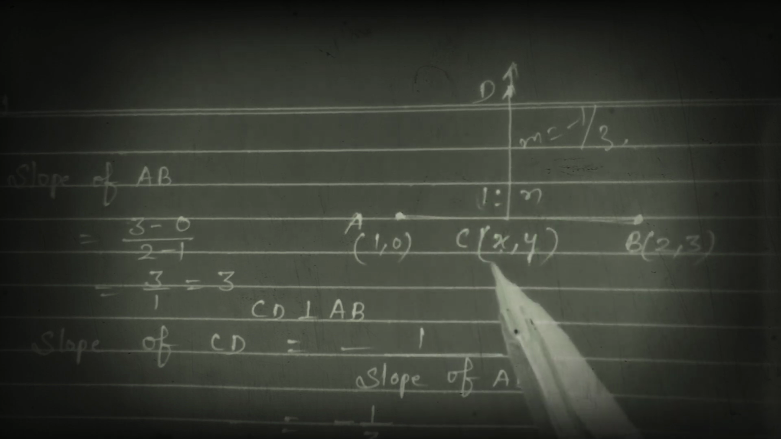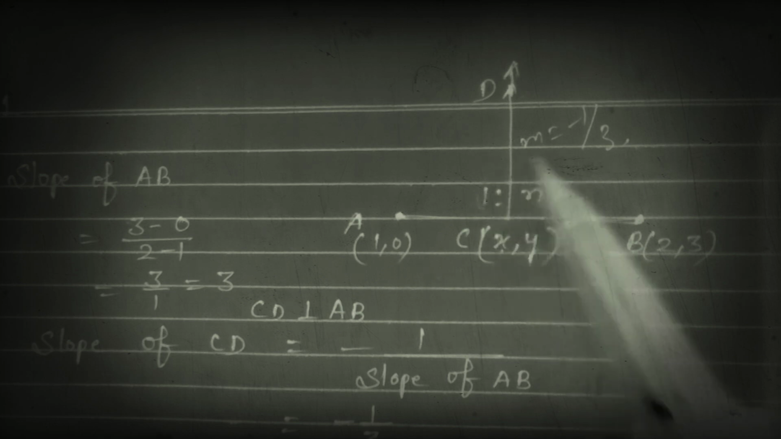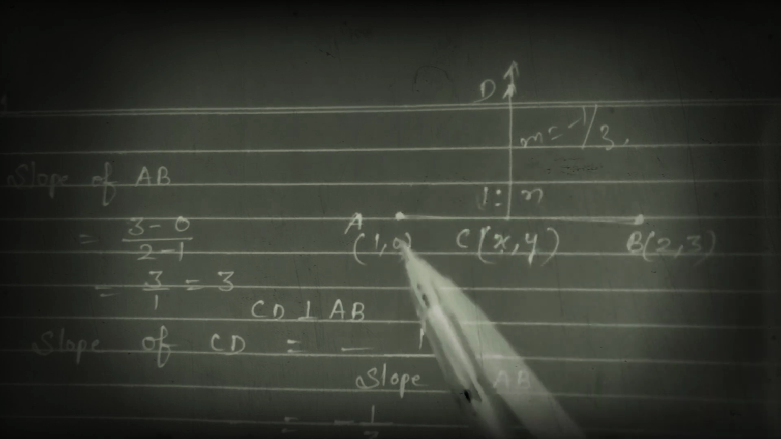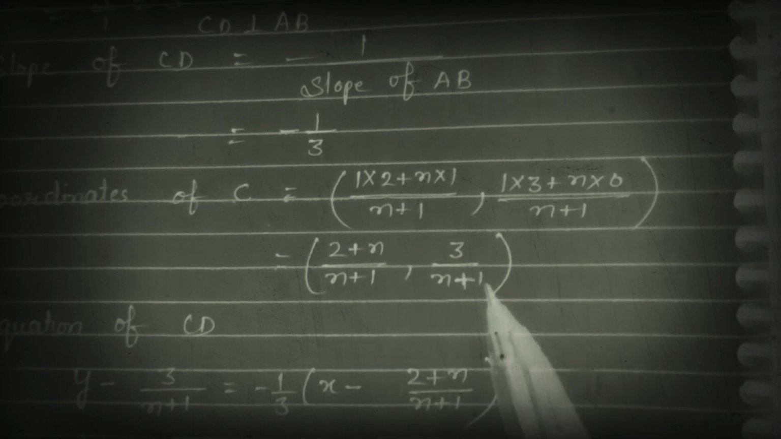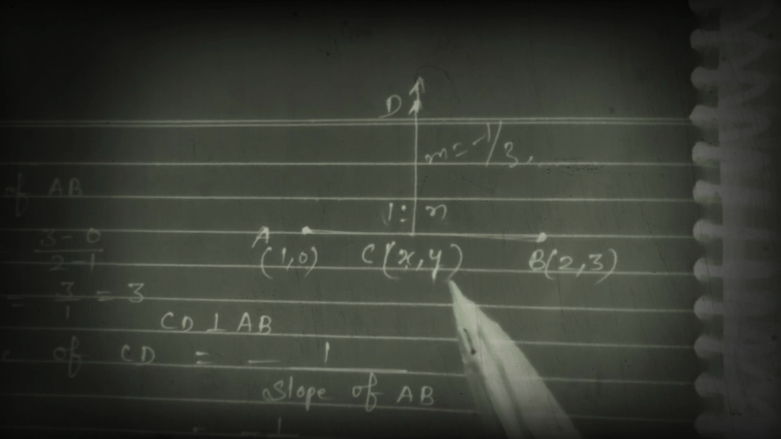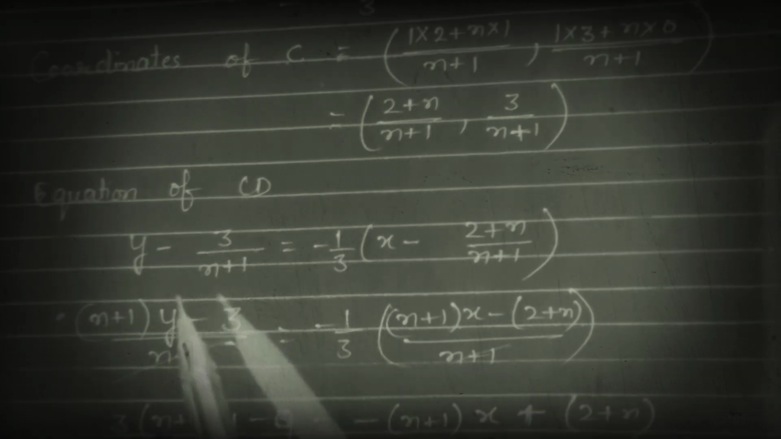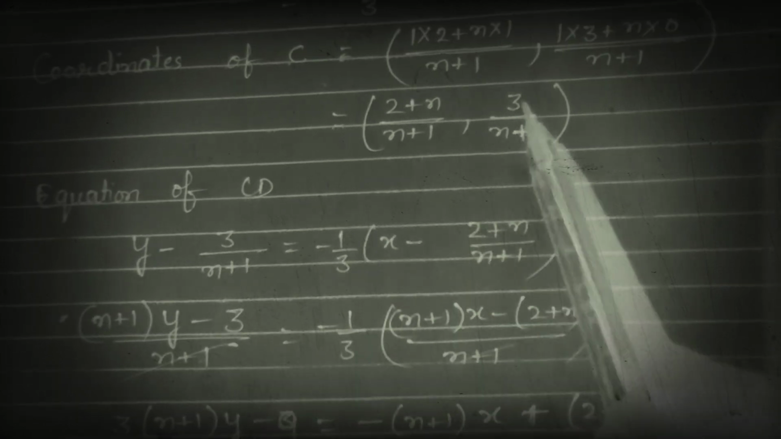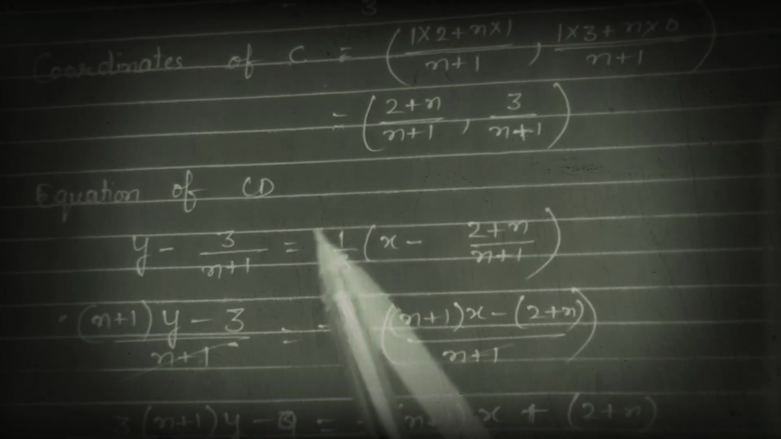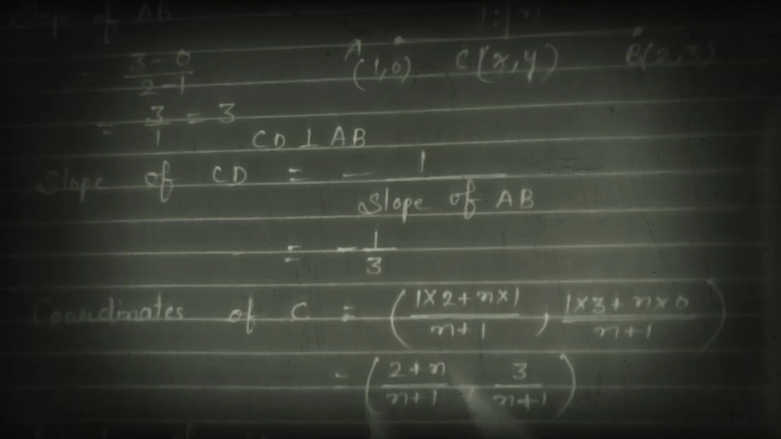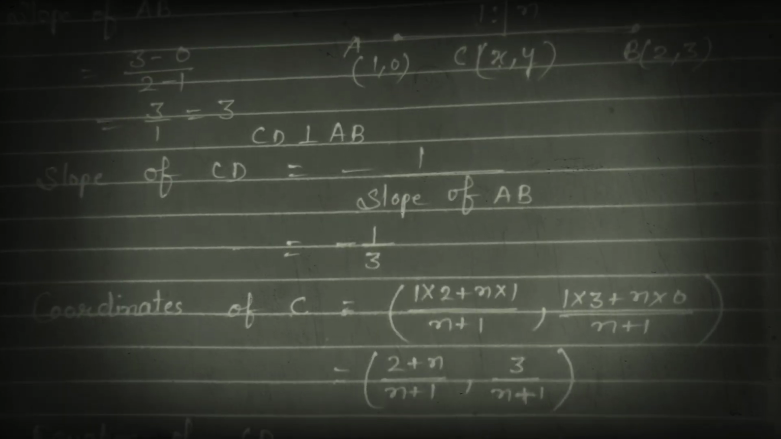So this is the x coordinate, and the y coordinate will be 1 into 3 plus n into 0 upon 1 plus n. So these are the coordinates. Here we got the xy coordinate and the slope. Then we can find the equation of line CD. So the equation of CD will be y minus y1, where y1 is 3 upon n plus 1, is equal to slope. The slope of CD is minus 1 by 3.